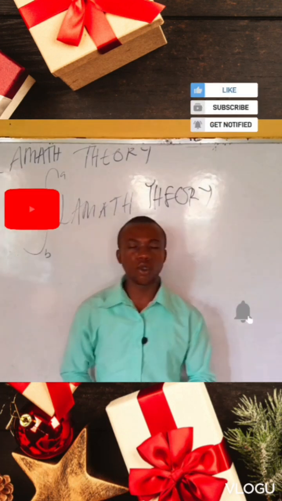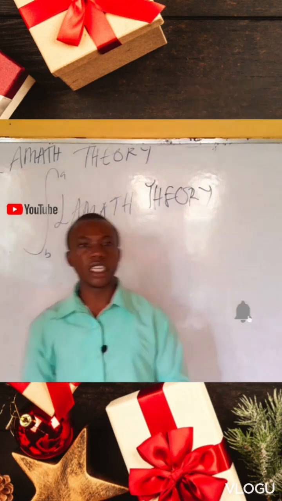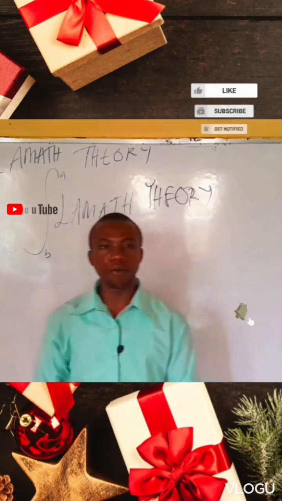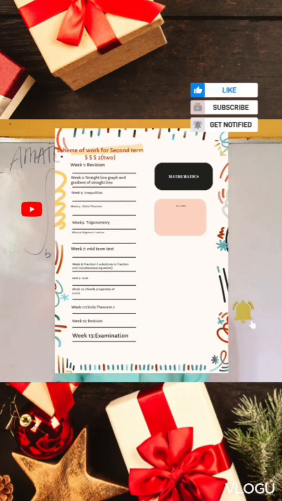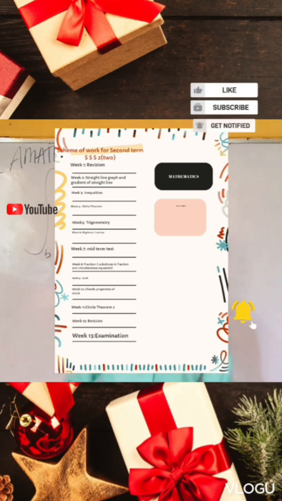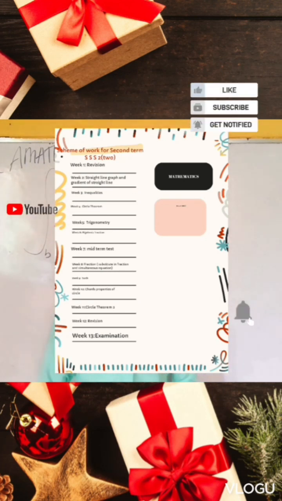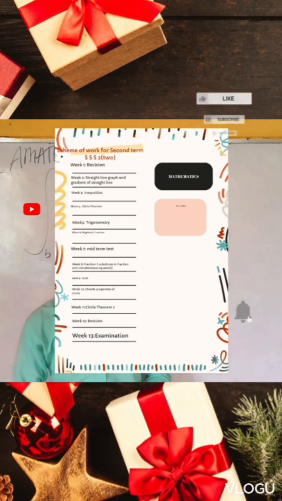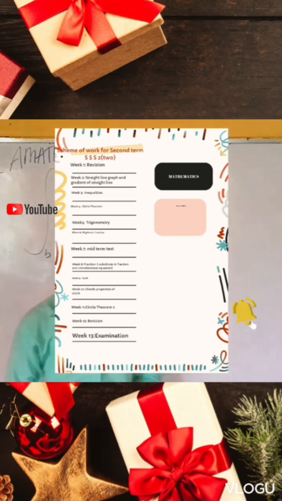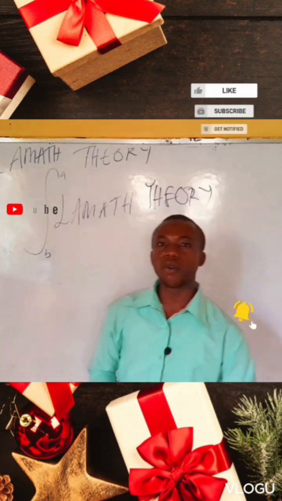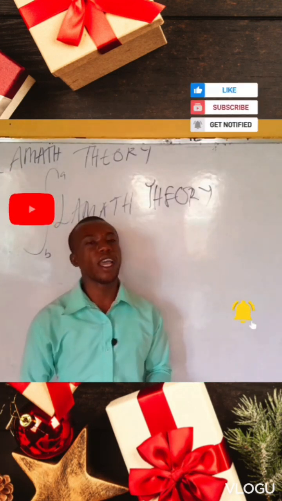Now let's go to SS2. SS2, their week 1 is revision, where their week 2 is straight line graph and gradient of a line. Their week 12 is for revision and their week 13 is examination.